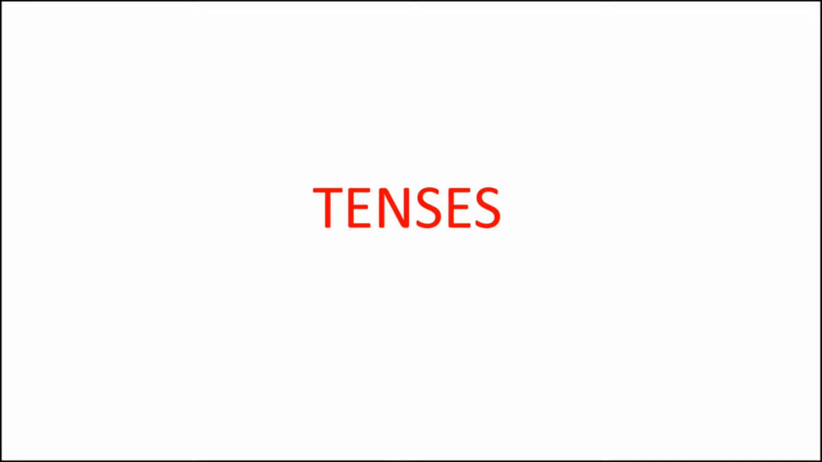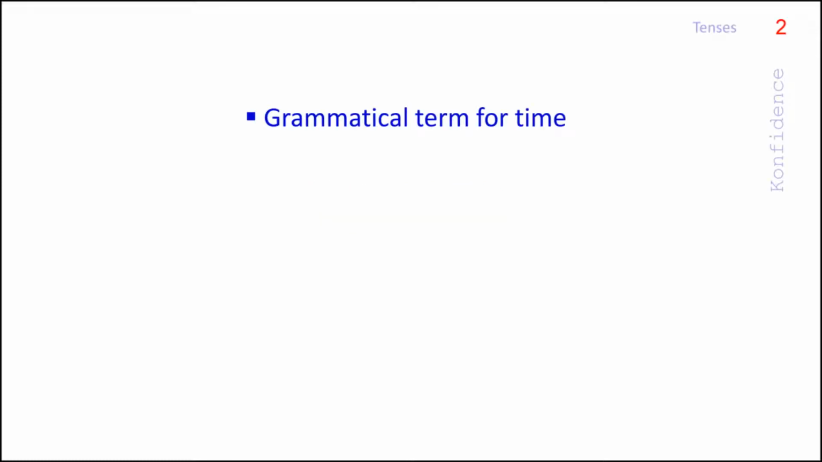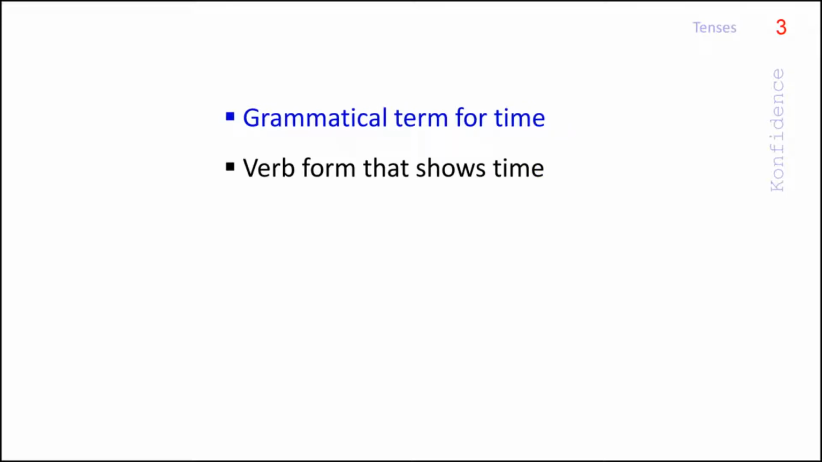Hello. Now we are going to discuss the most important aspect of English grammar, tense. Tense is the grammatical term for time, or in other words, it is a verb form that shows time. Do you know, we cannot utter a single sentence without relating it with time. Whatever we say, they are all in relationship with time. Time is part and parcel of our life.